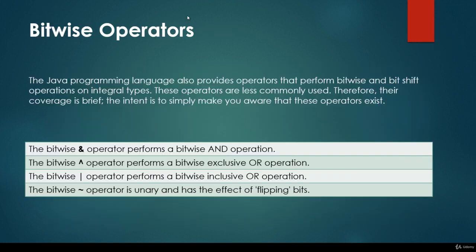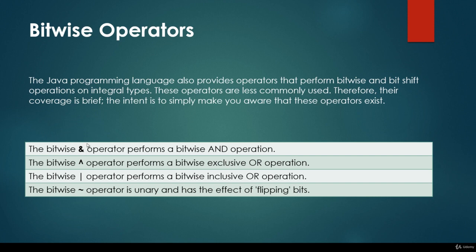Let's talk about bitwise operators. The Java programming language also provides operators that perform bitwise and bit shift operations. These operators are less commonly used unless you are dealing with cryptography. Most of the cryptography related approaches, such as the Data Encryption Standard or the Advanced Encryption Standard, rely heavily on the bitwise operators. But if you want to become a software engineer, there's a high probability that you are not going to meet these bitwise operators.